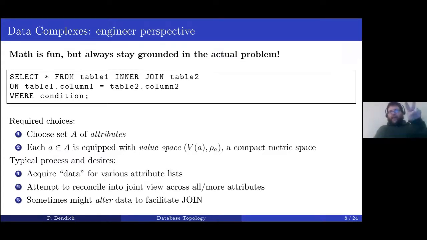So name, weight, and heaviness, age. Let me join where I say that weight in table 1 is the same as heaviness in table 2, right? And that's the join I want to make.